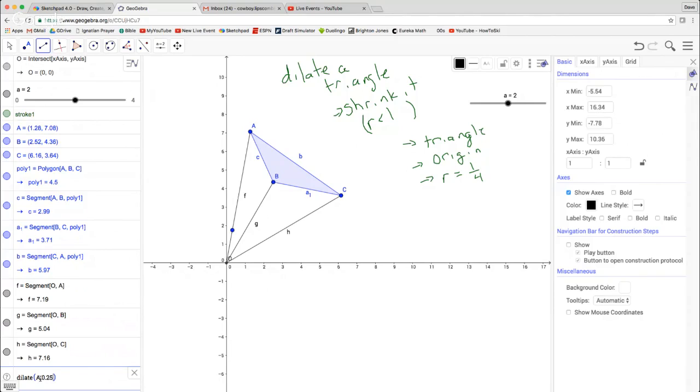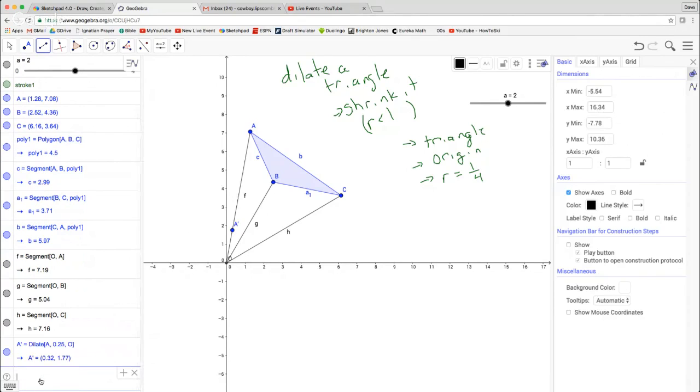I want to dilate along point A. Let's see, dilate A 0.25, comma O. And so I have built A prime. So in an imaginary world, I've placed A prime 1/4 of the way along here. Again, you're going to have to use a ruler and measure this distance from O to A.